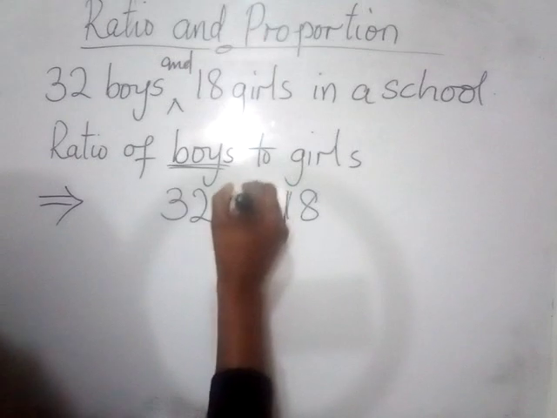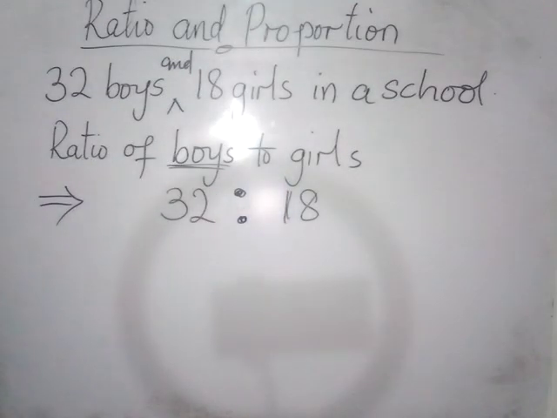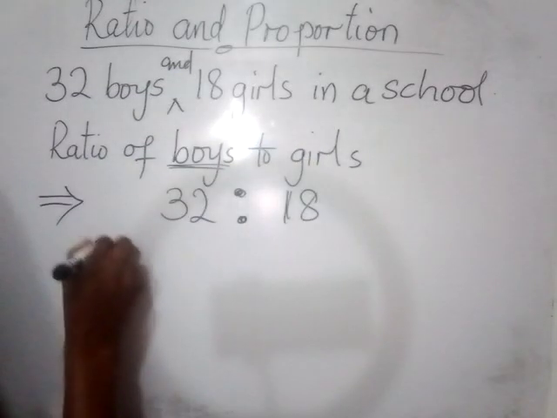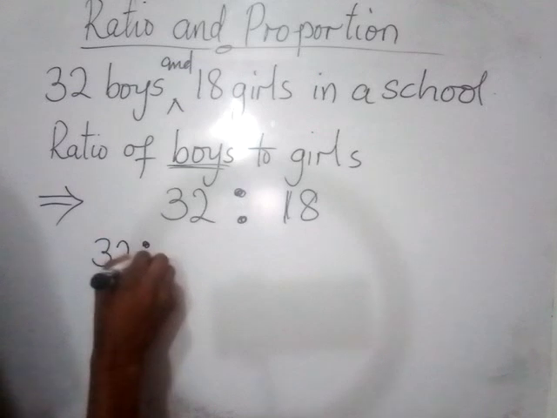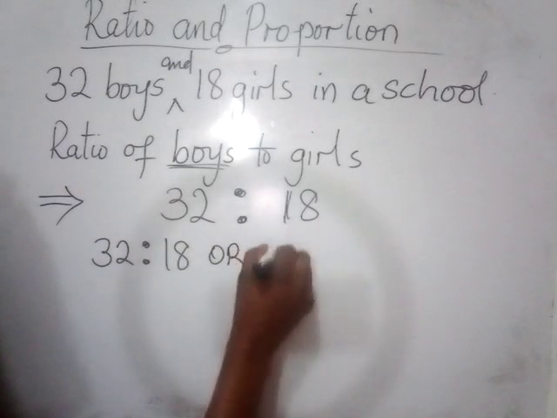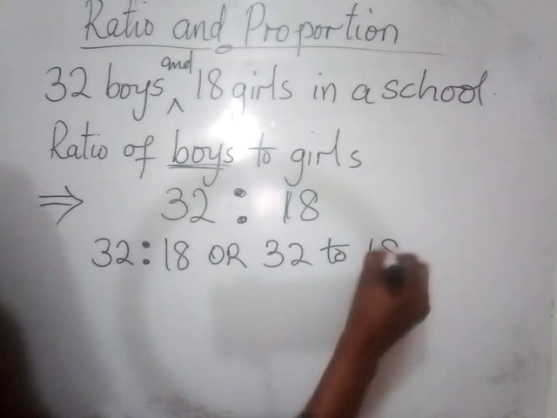Now your "to" is represented as a colon. So the ratio of boys to girls in the school is 32 to 18, or you can also write it as 32 to 18.